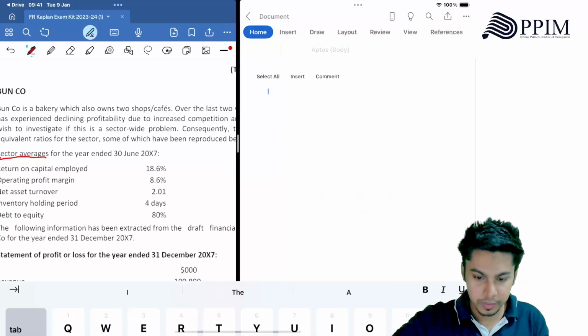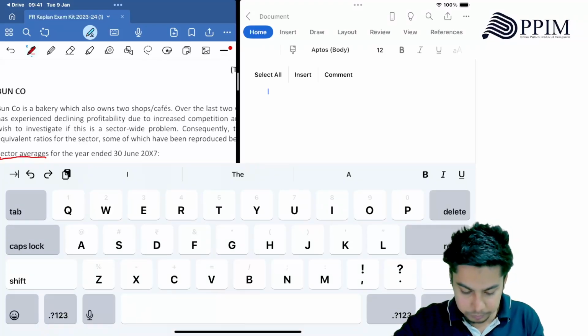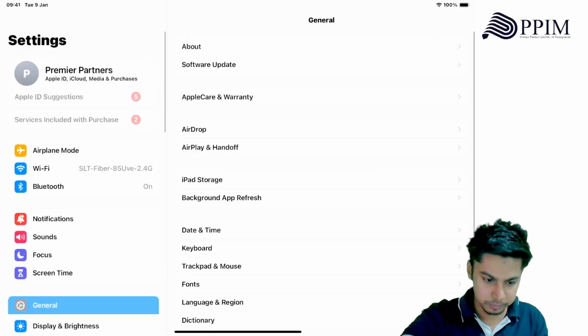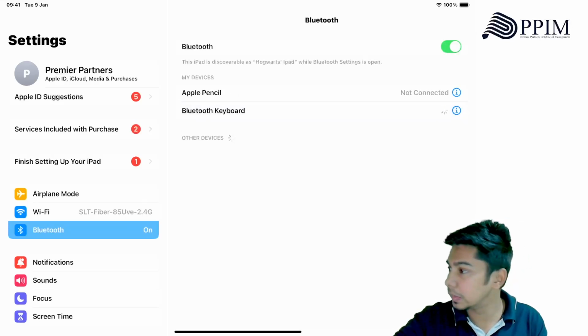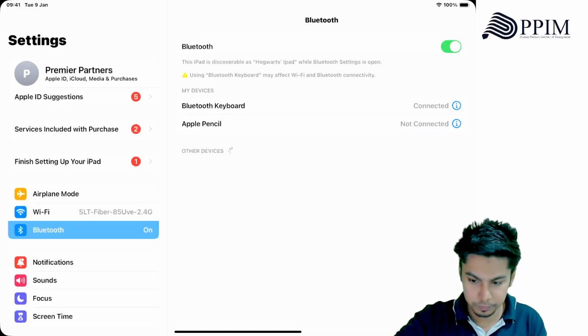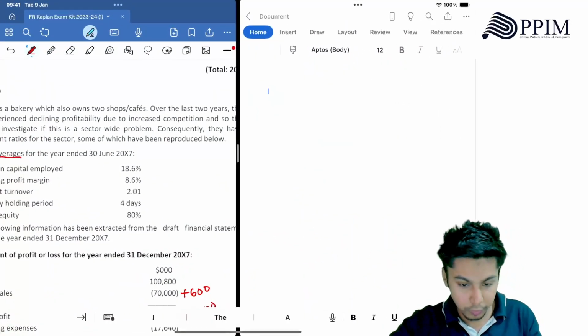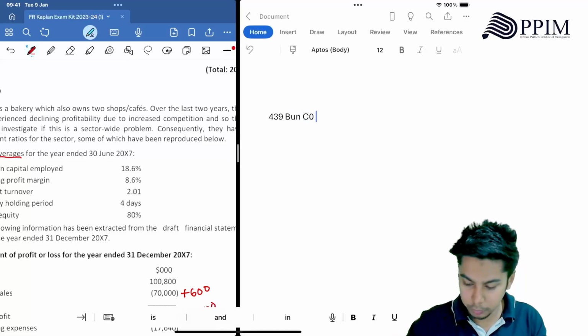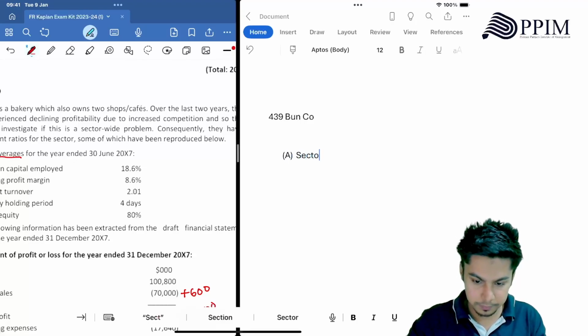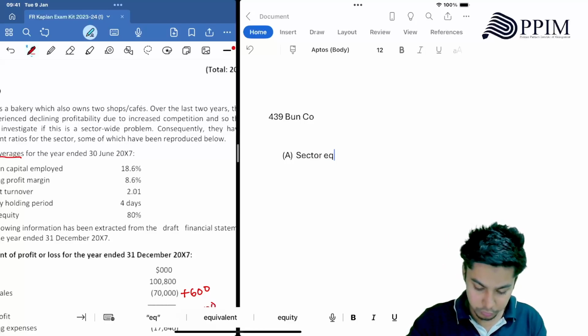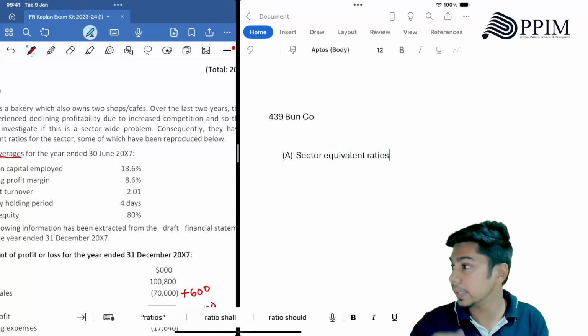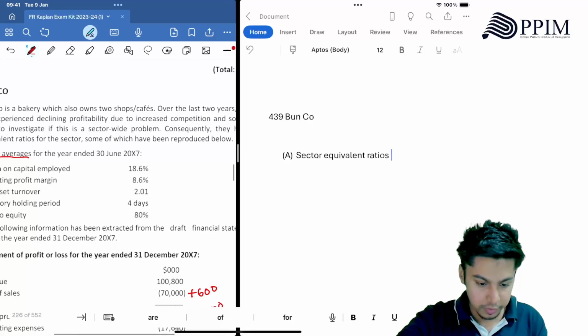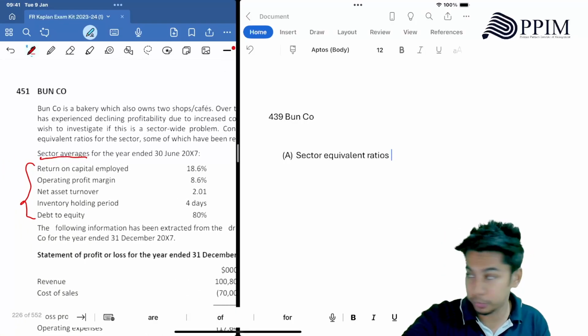Okay, so put the heading, question number 439. Guys, 1 minute, let me connect this. Okay, right, let's start, guys. So 439 question, question name, one corporation. Requirement A. So they are asking you to calculate sector equivalent ratios. Okay, so sector equivalent ratios means, guys, these ratios.